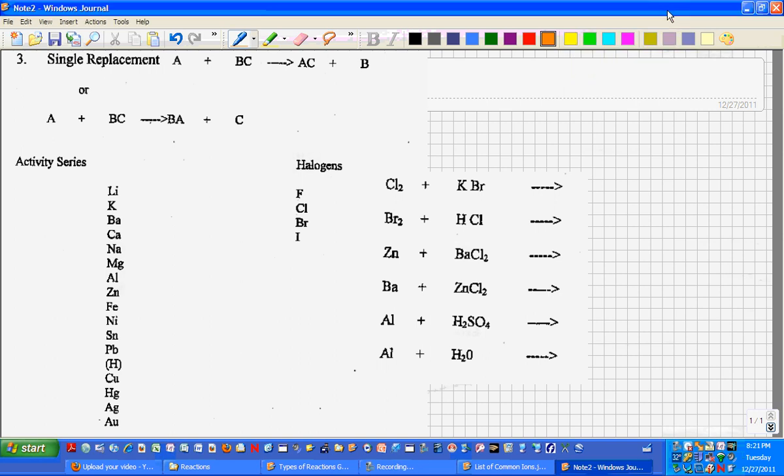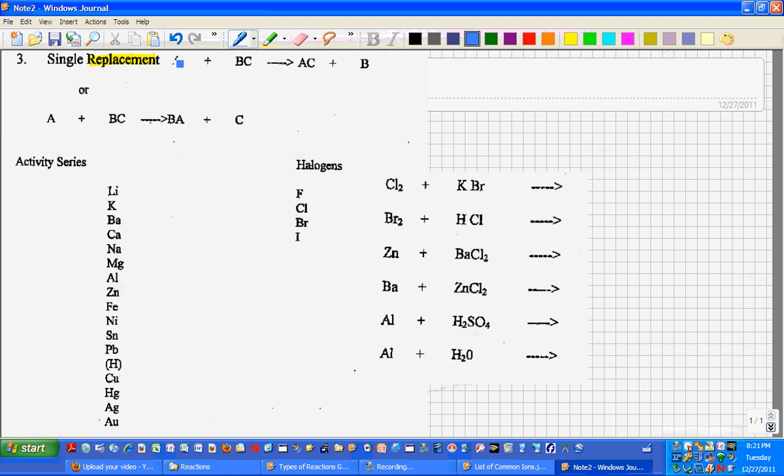Another type of reaction is the single replacement reaction. In this case, something is being replaced. Something is doing the replacing, hence the term replacement. I'd like to take a look at the pattern here.